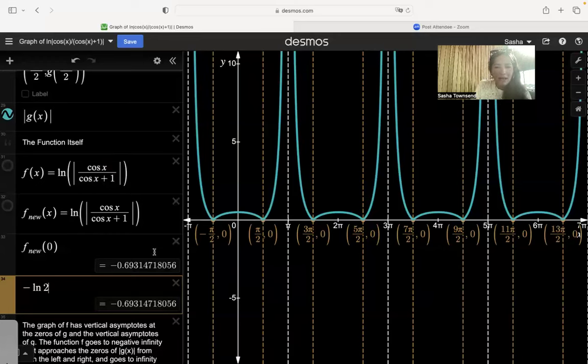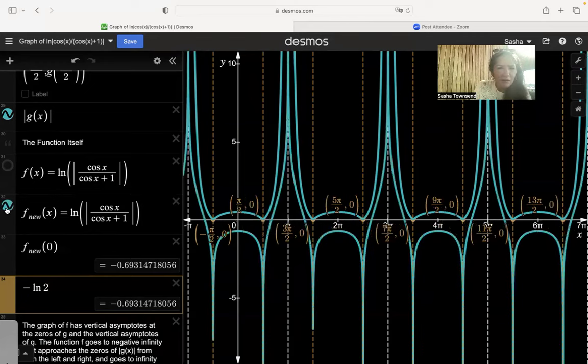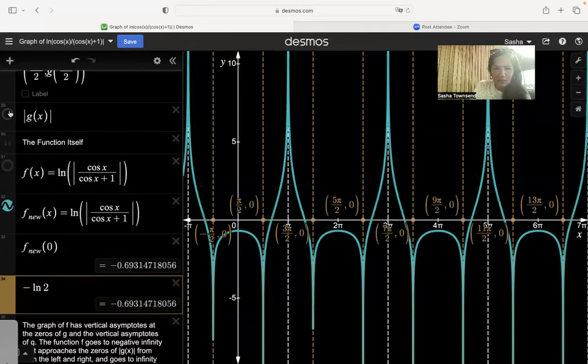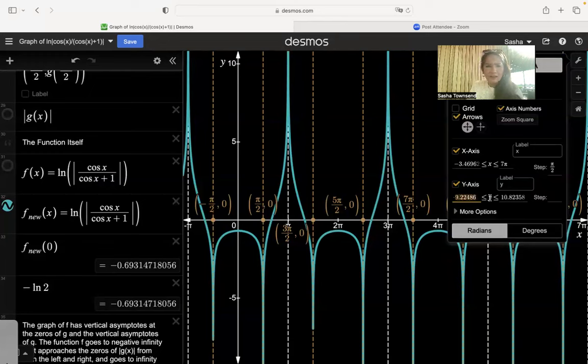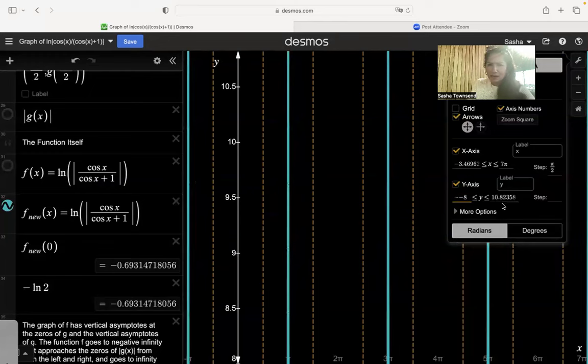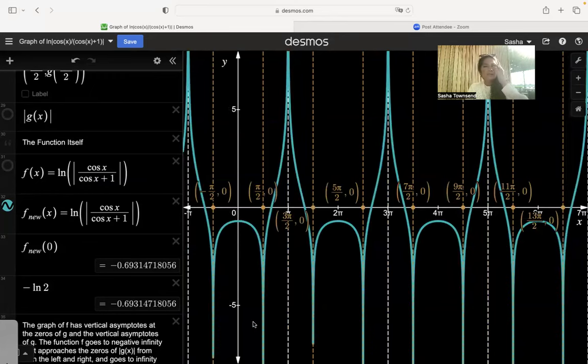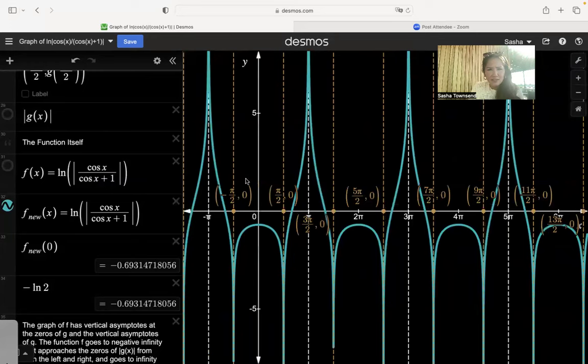And then the function f should approach negative infinity as we approach those orange lines, and positive infinity as we approach the white vertical asymptotes. So this is my graph. I want to get rid of the graph of the absolute value of g of x now. And that is roughly what our graph looks like. And maybe we'll just let our y values go from -8 to 8. Now it looks a little funny, but that is the trend that we expected.